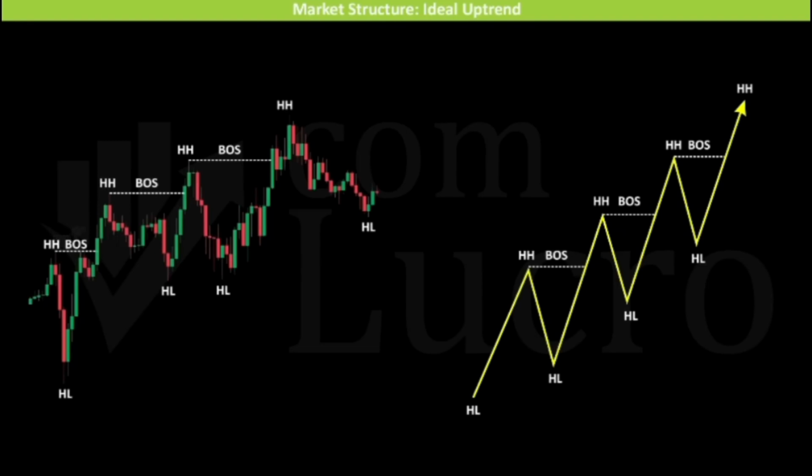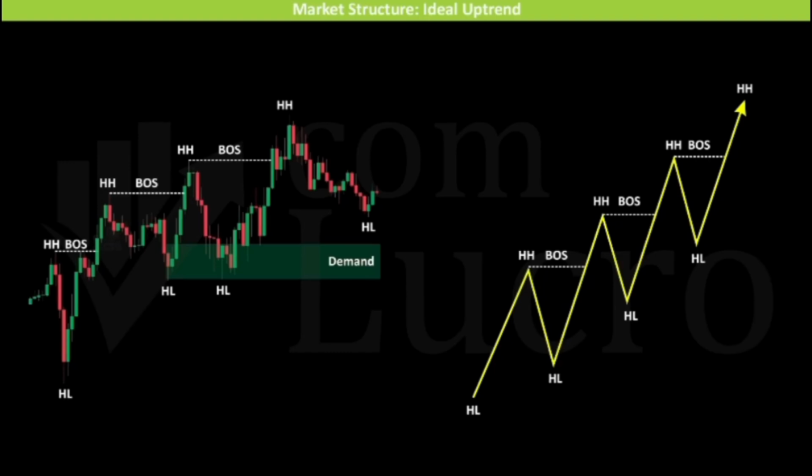Let's begin with an ideal uptrend. In a textbook uptrend, price creates a sequence of higher highs, HH, and higher lows, HL. Each bullish impulse pushes above the previous swing high, while each pullback respects the previous significant swing low. Although real markets rarely move this perfectly, understanding the ideal model helps you recognize the same principles in live charts. The uptrend remains valid as long as major swing lows continue holding. Whenever price breaks above a previous major high, it confirms bullish continuation through a break of structure, BOS.